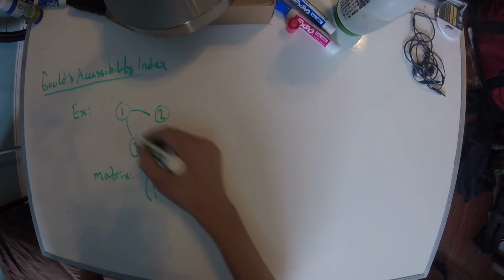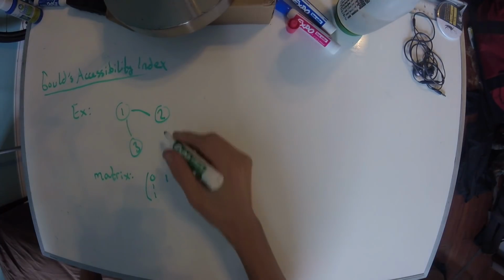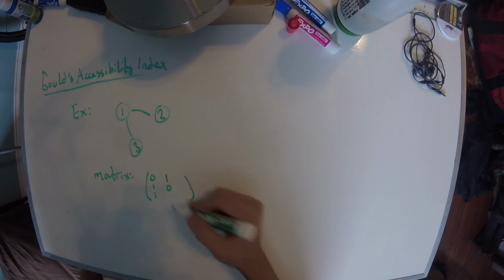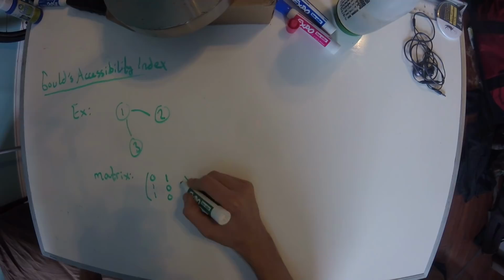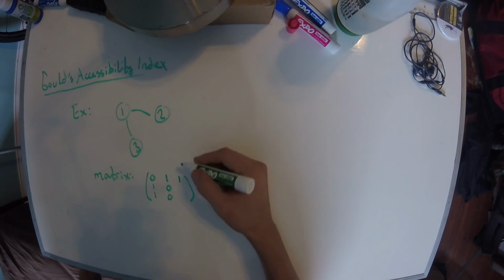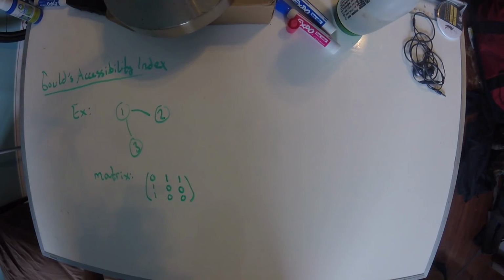Then 2 is connected to 1, so we'll put a 1 here, and for 2, we'll put a 0 on the diagonal for itself, and then it's not connected to 3, so we'll put a 0 there as well. And then for 3, 3 is connected to 1, but 3 is not connected to 2, and it's a 0 for itself. And this will be our matrix.